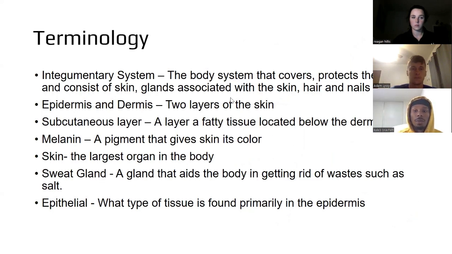Now we have terminology. We have the integumentary system, the body system that covers and protects the body and consists of skin and glands associated with the skin, hair, and nails. We have the epidermis and the dermis, the two layers of the skin. The subcutaneous layer, a layer of fatty tissue located below the dermis. Melanin, a pigment that gives skin its color. Skin, the largest organ in the body. Sweat glands, glands that aid the body in getting rid of waste such as salt, and epithelial, the type of tissue that is found primarily in the epidermis.